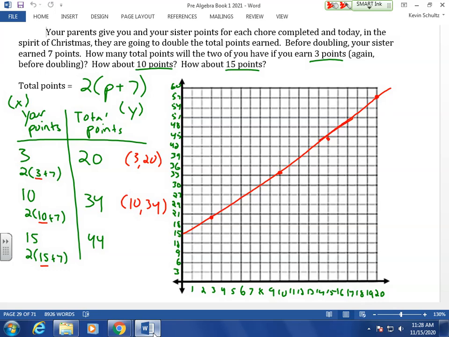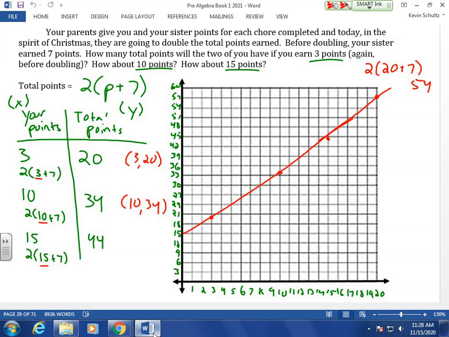And if we plug 20 in to our equation, 20 plus 7 is 27. Double that, we get 54. So we're a little bit off in our line drawing there, but we're close. Okay. So that's where we were headed. That's what we want to see.